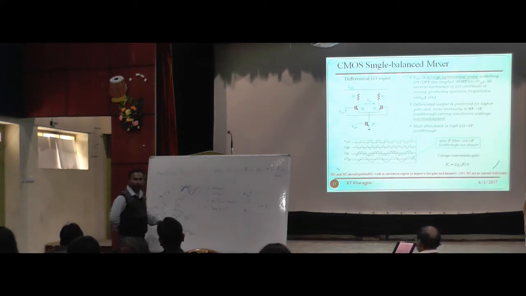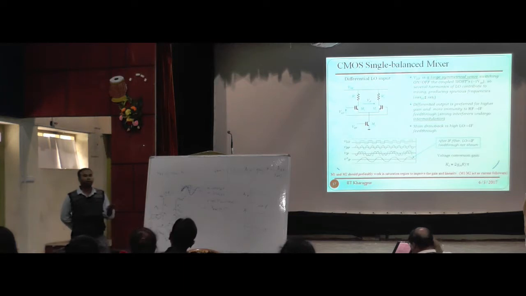You always expect that the I bias, this particular current, is always flowing in either this node or this node. Isn't it? When this path is on, again it is I bias plus IRF. When this path is on, again I bias plus IRF. So sometimes this is called a single balanced mixer, because it only has the multiplier characteristics, not like the square law.